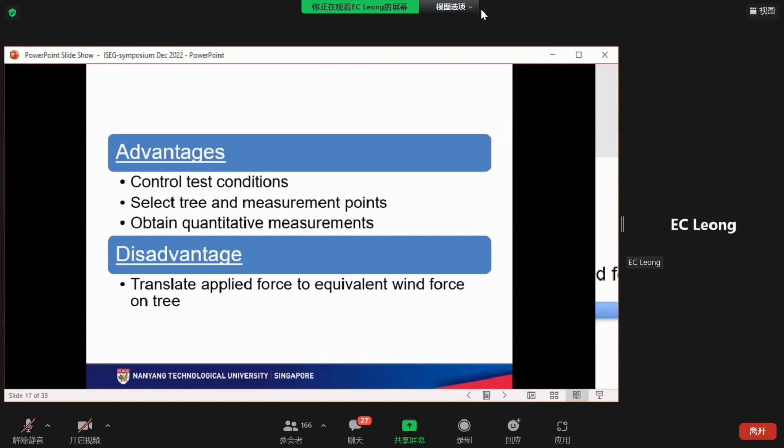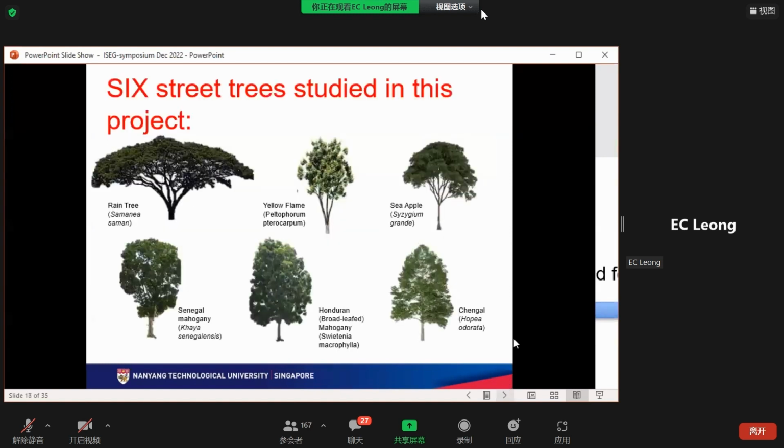The advantages of this tree pulling test are that we can control the test conditions. We can select the tree and plan the measurement points. We can obtain very accurate quantitative measurements. The only disadvantage is that this is a static pulling test. It does not apply the same force as the wind. So we have to somehow translate the readings to an equivalent wind force on the tree to evaluate the risk of this tree uprooting under certain wind force.